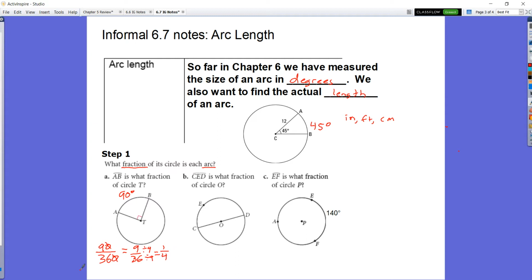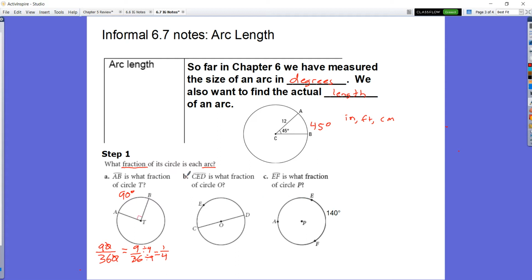Okay, so that's the fraction of that arc compared to the entire circle. This arc is 1/4 of the entire circle. All right, so that's simplified down all the way, so we're done with that first one. Okay, so we got 2 more that we're going to work out.